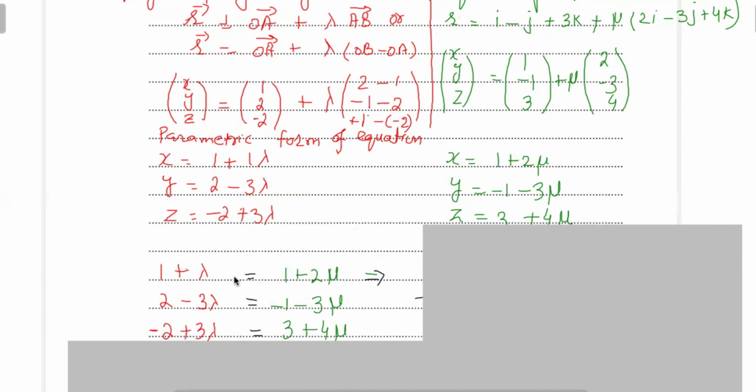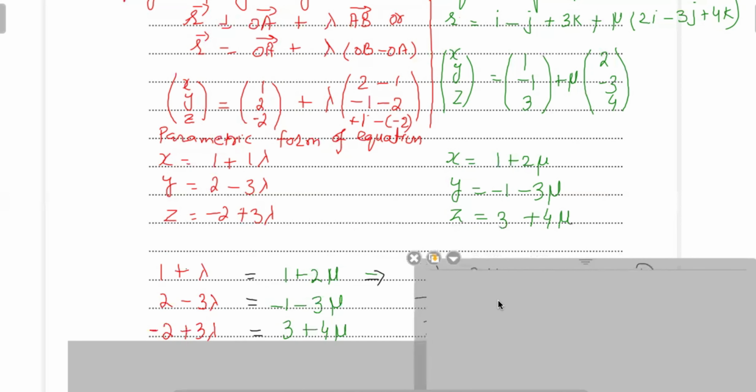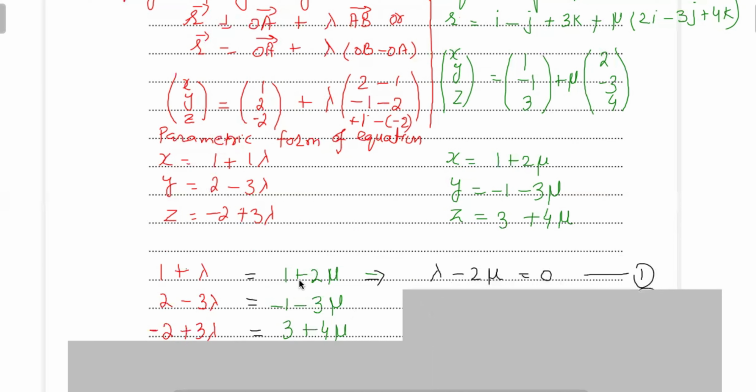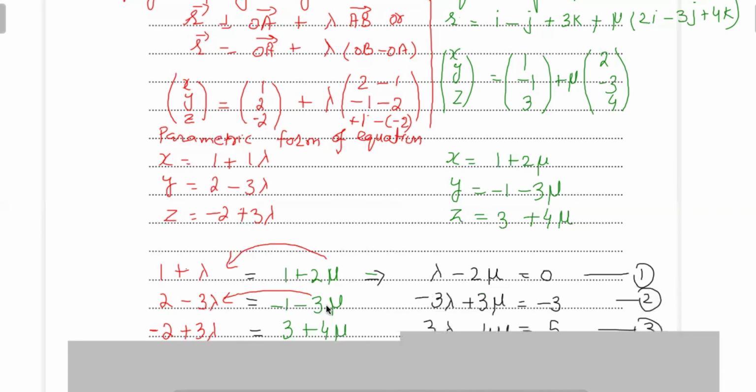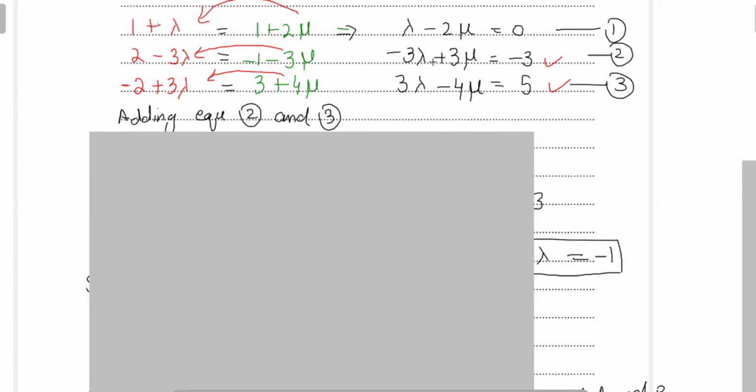And this equation 1 plus lambda equal to 1 plus 2 mu can be written as lambda equal to 2 mu, shifted from right to left side, that becomes lambda minus 2 mu, and 1 will be cancelled. We can write lambda minus 2 mu equal to 0. Now next is the equation 2 minus 3 lambda equal to minus 1 minus 3 mu. We shift the mu from right to left side, this equation becomes minus 3 lambda plus 3 mu, because it becomes minus 2 positive, and minus 1 minus 2 becomes minus 3. And the last equation, you see here, 3 lambda. Now we shift the 4 mu from right to left side, it becomes 3 lambda minus 4 mu equal to 5.